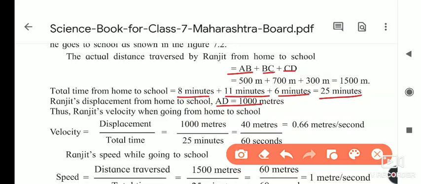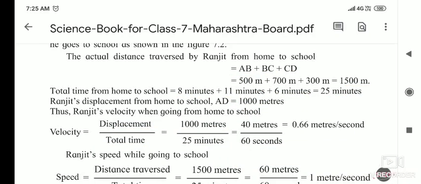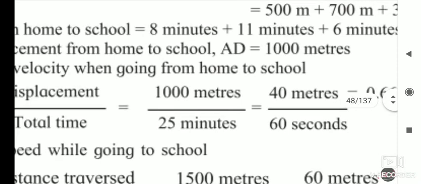Okay, so displacement is 1000, distance is equal to 1500, and the time taken to cover the distance is equal to 25 minutes. As you know, I told you the unit for the velocity. So velocity is equal to displacement upon total time. So how much is the displacement? The displacement is 1000 meter. So here it is 1000 meter upon how much time he had taken to cover this distance, that is 25 minutes. So first of all, at the time of dividing this we have to convert the minutes into 60 seconds.